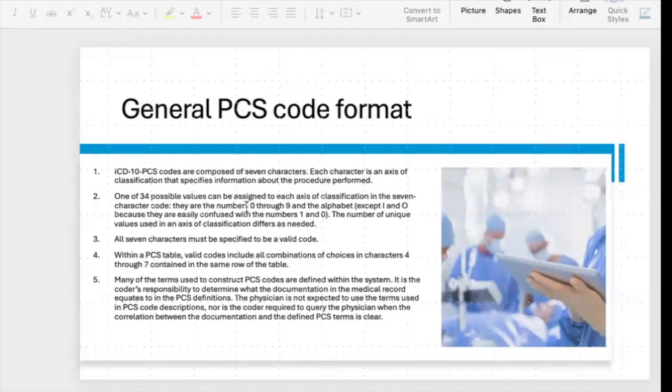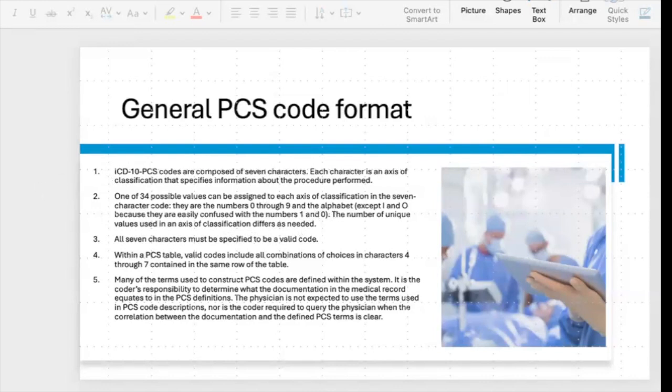They are the numbers 0 through 9 and the alphabet except I and O, because they are easily confused with the numbers 1 and 0. The number of unique values used in the axis of classification differs as needed. Okay, let's stop here for a little bit, guys, and I will show you on the board what these 7 characters actually mean and what they represent.